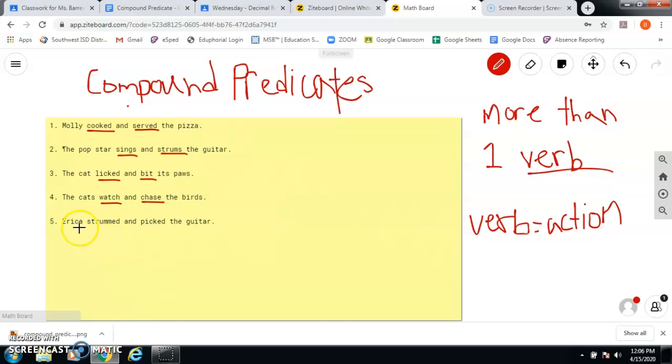Okay, last one. Erica strummed and picked the guitar. Okay, well, what did Erica do? She strummed and picked. Okay, pretty simple.